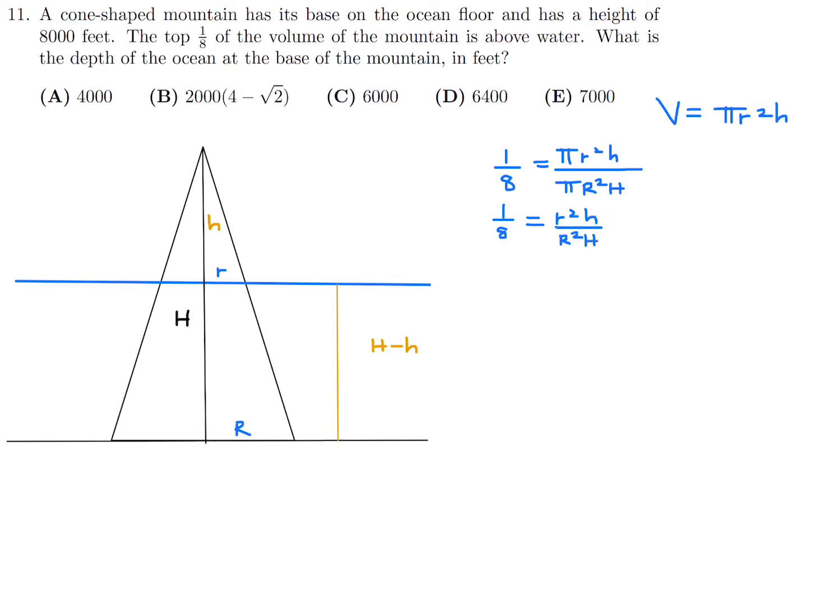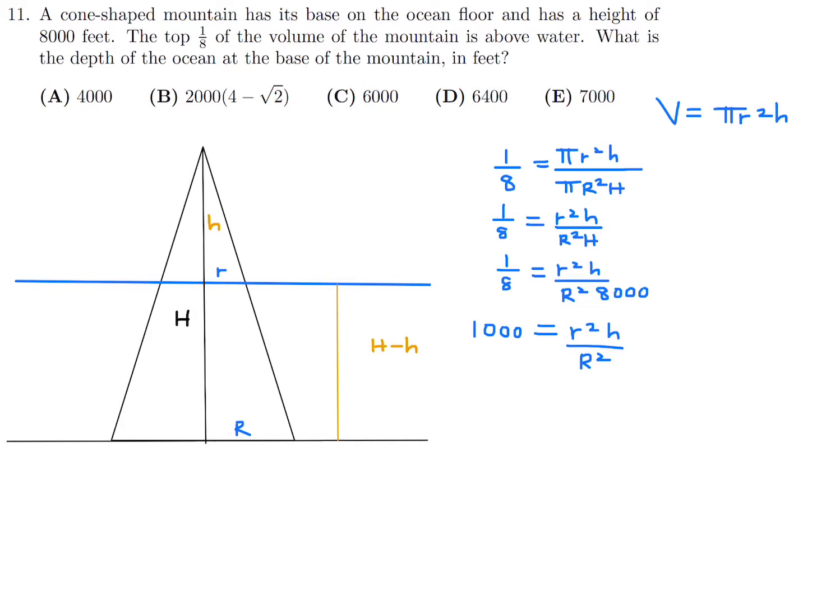How we can cancel stuff is by finding a relationship between each of these variables. Now the good news is that one of these we know already. This one, we know it's 8,000. So this guy right here is 8,000. So that becomes 1/8 equals r squared h over big R squared times 8,000. And I can bring the 8,000 over to the other side, and because 8,000 divided by 8 is just 1,000, we get 1,000 equals r squared h all over big R squared, like that.